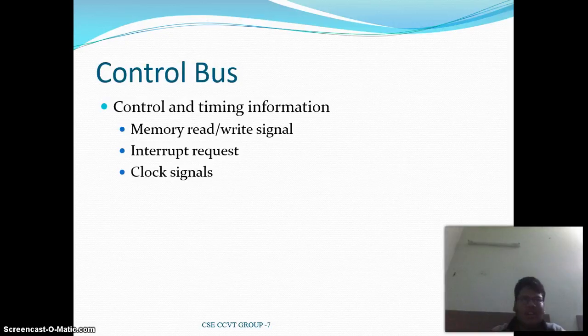Now control lines. These are the lines which are used to control the use of the data and address lines. These lines include memory write, memory read, input-output write, input-output read, clock, reset, bus request and bus grant. Not only that, it also includes interrupt request and clock signals.